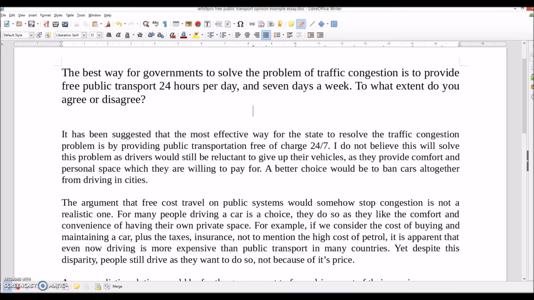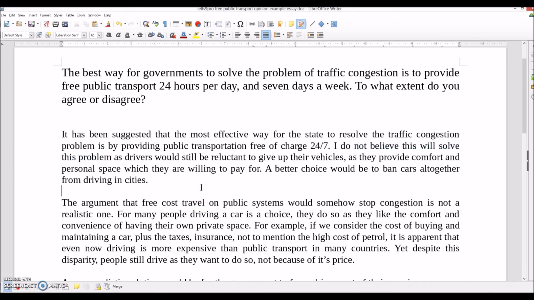Okay? So here's the example essay I promised. I just wrote it a couple of minutes ago. I think it will serve to illustrate what I was talking about. So the question's the same, of course. So, sentence 1, you paraphrase the question. It has been suggested that the most effective way for the state to resolve the traffic congestion problem is by providing public transportation free of charge 24/7. Clear opinion. I do not believe this will solve the problem. So, we have a clear opinion.